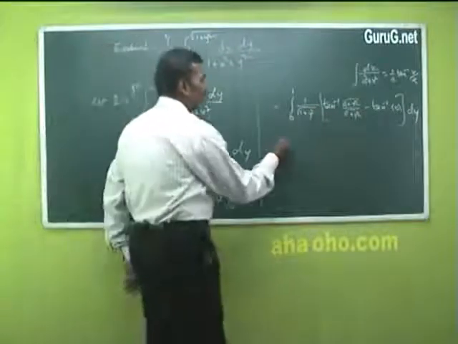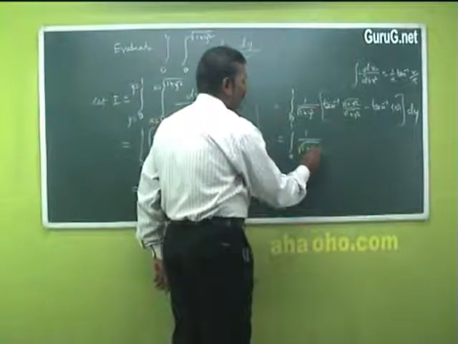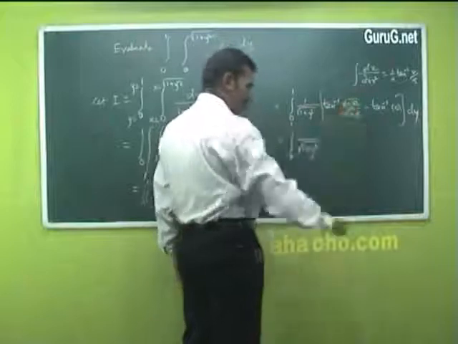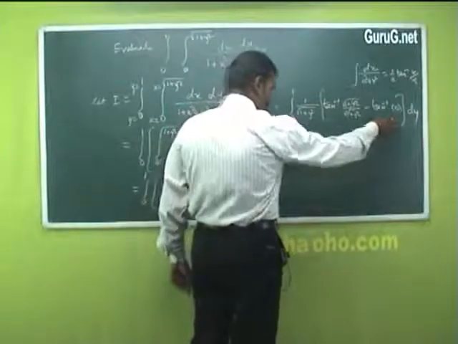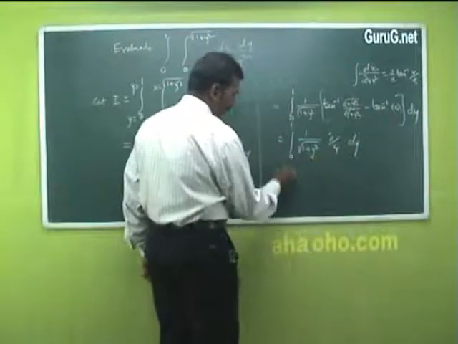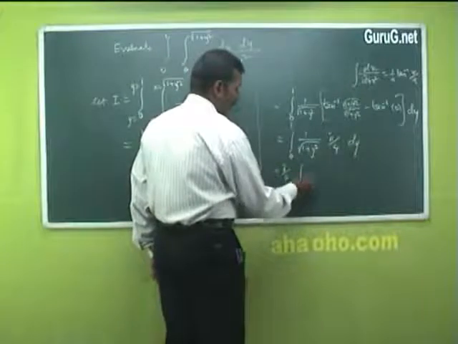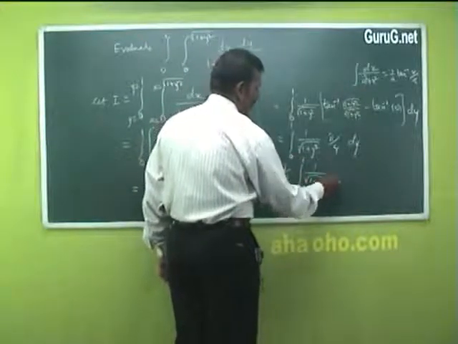Right. Integral 0 to 1, 1 by root of 1 plus y squared. So substitute, this is 1. So tan inverse of 1 is pi by 4. Tan inverse of 0 is 0. So we take pi by 4 outside. Integral 0 to 1, 1 by root of 1 plus y squared dy.